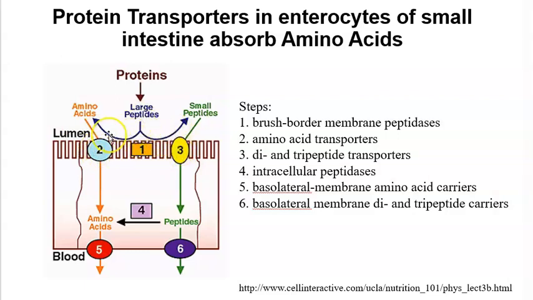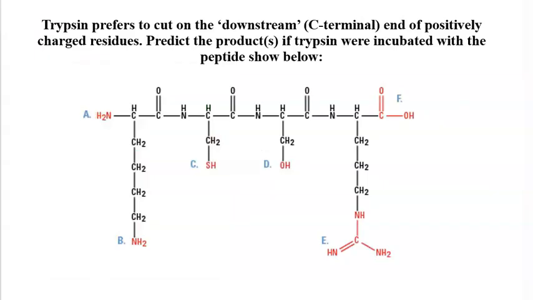Larger peptides are not taken into the cell, and they're recycled back, and they need to find some enzyme that can break them down before they can be brought in. So there are some peptidases in the system on the brush border that recognize those, and they'll break them down right on the surface of the cell. And then we have amino acid transporters. They're brought in, and they're metabolized or changed within the cell. We have some enzymes inside the cell that can break down into smaller amino acids, and then those are released into the blood system. Trypsin prefers to cut downstream of the C-terminal end of positively charged residues.